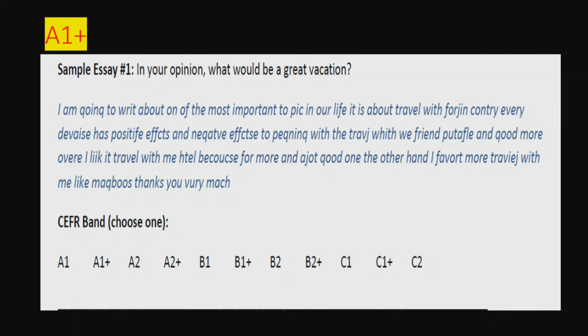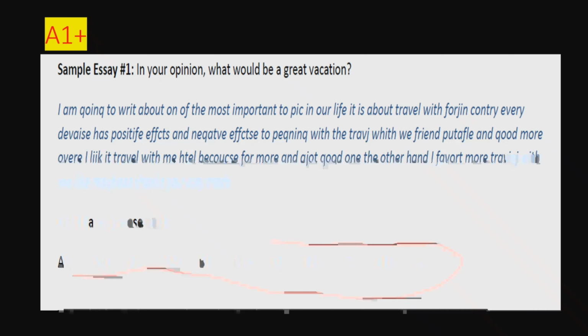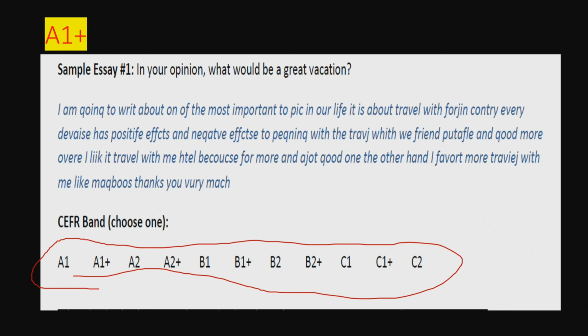So let's review some of the questions given in the study guide. For example, there is a question in the study guide. Simple essay 1. In your opinion, what would be a great vacation? And the CEFR band is given. So all these levels are given, whether it's A1, A2, B1, B2. As I've given you the descriptors, you can read all those CEFR writing descriptors nicely and decide.